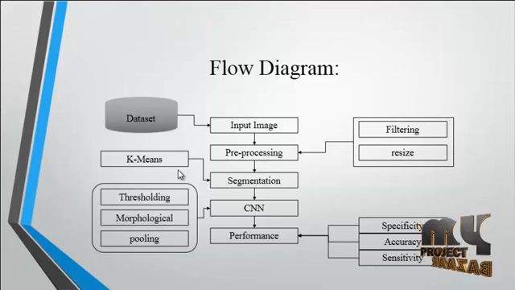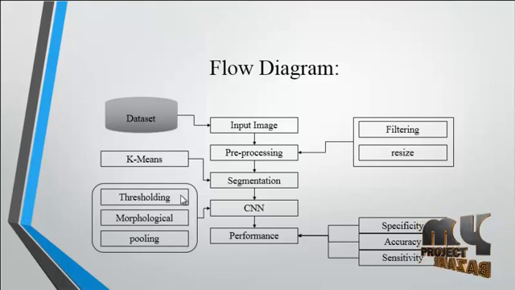Hence, in this segmentation region, the affected regions, that is the EAT regions, will be separated by means of the k-means segmentation method. After the segmentation part, the CNN segmentation will also be applied to extract the exact regions. Hence, in this CNN, we have three steps. First one is the thresholding, then the morphological, then the final one is the pooling.